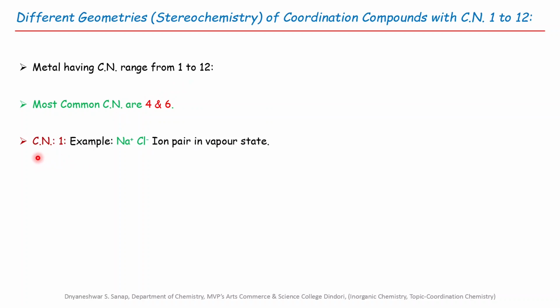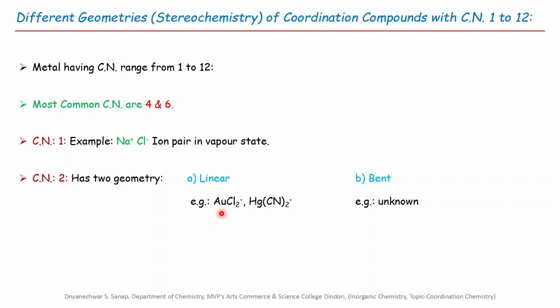The first one is coordination number 1. The example for a coordination number 1 compound is Na+Cl- ion pair in the vapor state. Next, the stereochemistry for coordination number 2. Basically, coordination number 2 has two geometries. The first one is linear geometry and the second one is bent geometry. Let us see the examples one by one. Examples for linear geometry are AuCl2- and HgCl2-. The example for bent geometry is unknown till now.